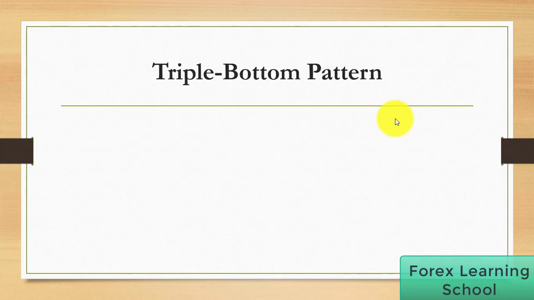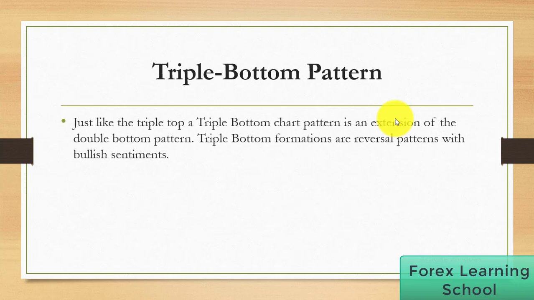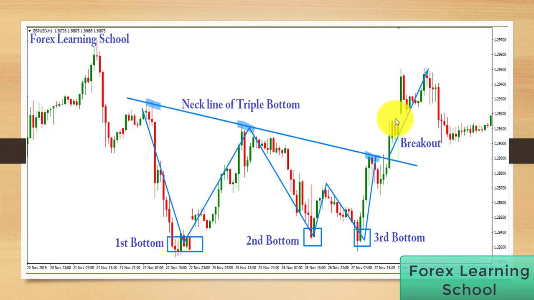Triple bottom pattern. Just like the triple top, a triple bottom chart pattern is an extension of the double bottom pattern. Triple bottom formations are reversal patterns with bullish sentiment. Here are examples of triple bottoms. This pattern is just the opposite of the triple top. This pattern forms in the downtrend. You can see the chart example on the screen.